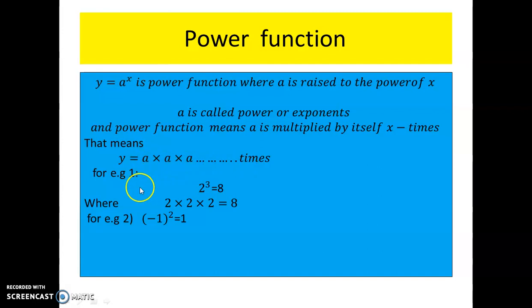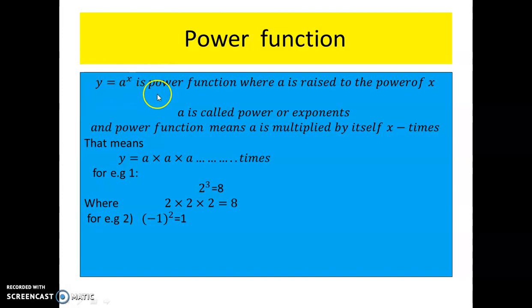For example, 2 raised to 3 is equal to 8. I expand 2 raised to 3 as 2 into 2 into 2, up to 3 only because the exponent is 3. So the answer by calculator is 8. Let us try minus 1. I multiply minus 1 into minus 1. It is obviously 1. So we define it this way. I repeat again, power function is defined.